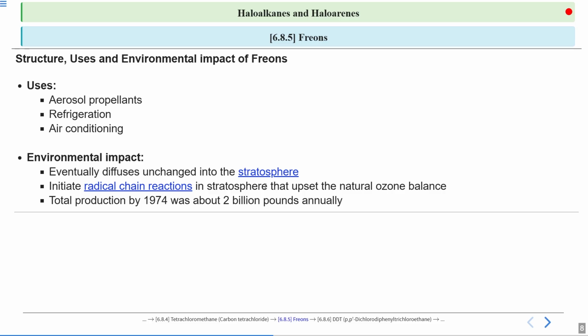So what will happen, freon will go directly into the stratosphere unchanged, and there it will initiate a radical chain reaction, which is going to disturb the natural ozone balance. So it is going to disturb the natural ozone layer which is present in the stratosphere and cause a harmful impact on our health, okay. As we have just seen, depletion of this ozone causes cancer, skin cancer and eye disease, okay. So this is the environmental effect of freon.